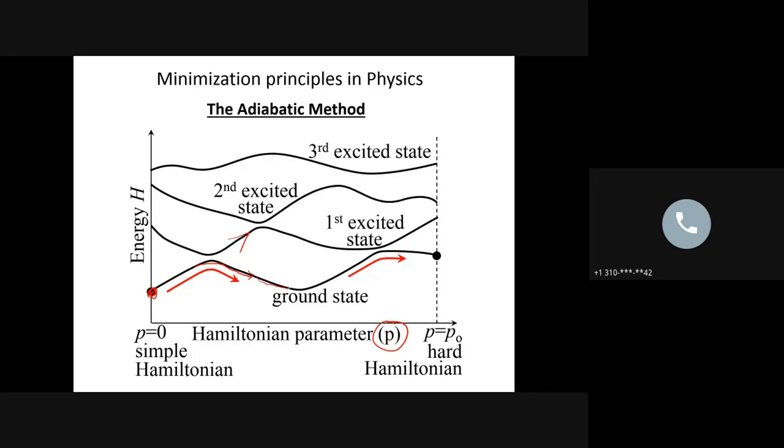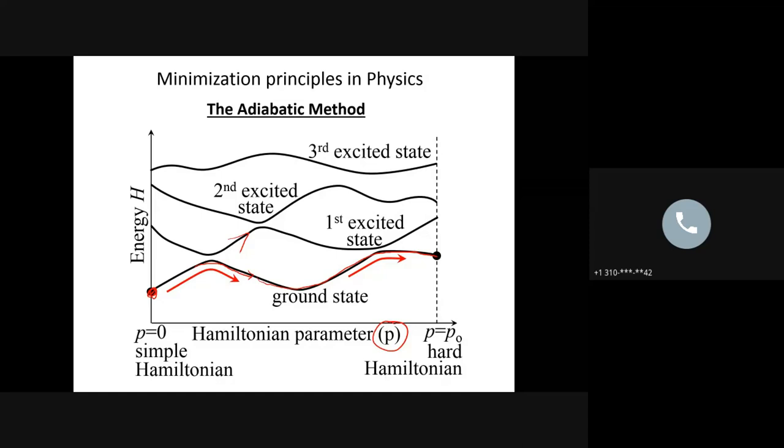then forces the system to stay in the ground state. And you go forth, and then there's another avoided crossing, but you stay in the ground state. And this enables you to find the ground state of a very hard problem. It's called the adiabatic method. It's a respected method, but it is not as commonly used as one of the methods I've just shown you.